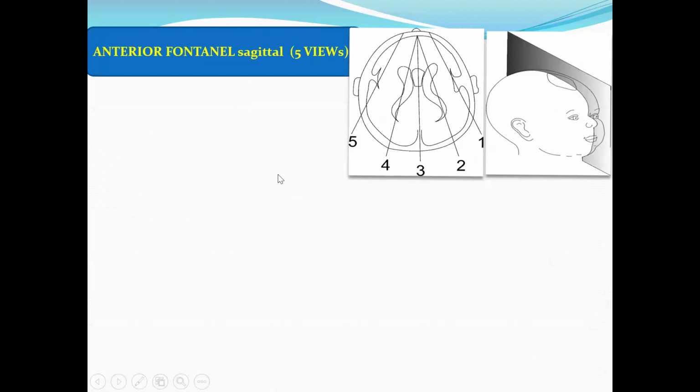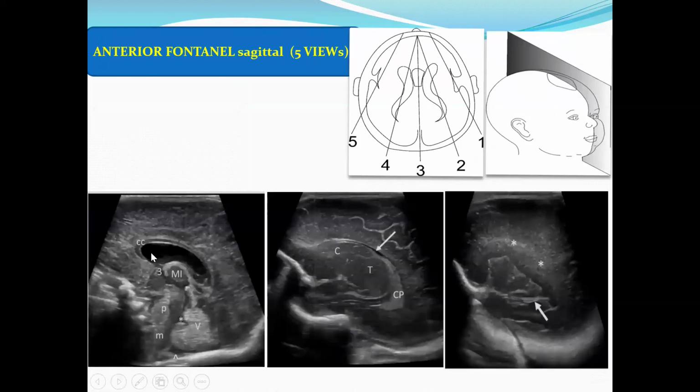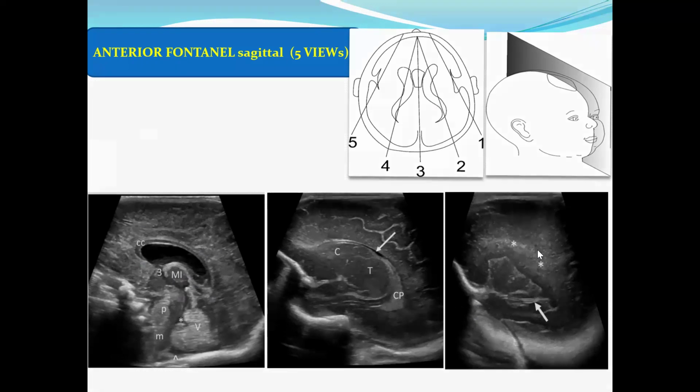We also have to get at least 5 sagittal planes. The mid sagittal plane: this is the corpus callosum, massa intermedia, this is the vermis. And the 2 median parasagittal planes passing through the caudate and thalamus, and this is the choroid plexus. And 2 lateral parasagittal planes reaching to the sylvian fissure and the assessment of the white matter.